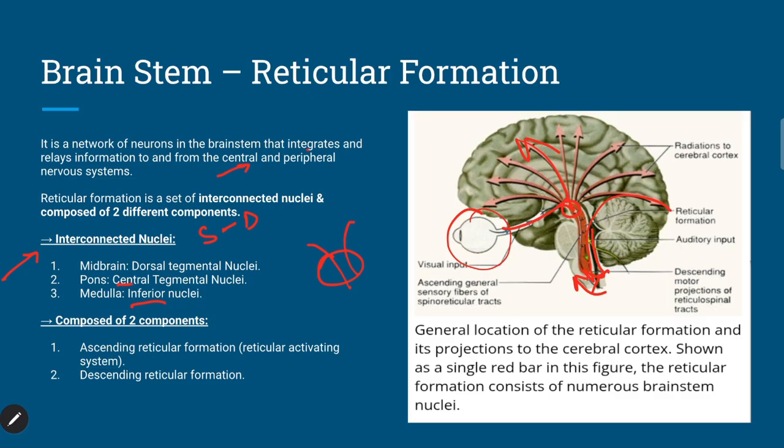And it has two components. One of them is the ascending reticular formation, which makes the part of the reticular activating system. And the second one is the descending reticular formation.